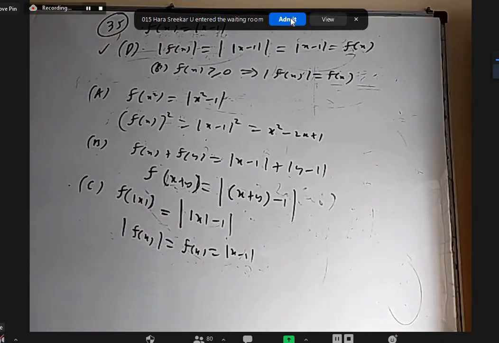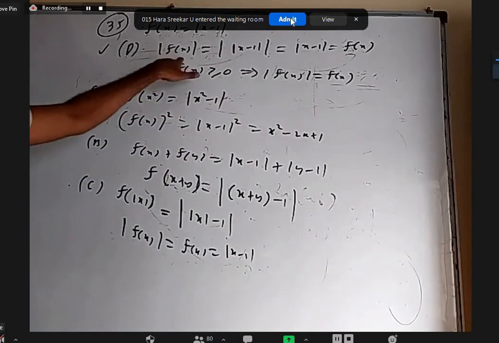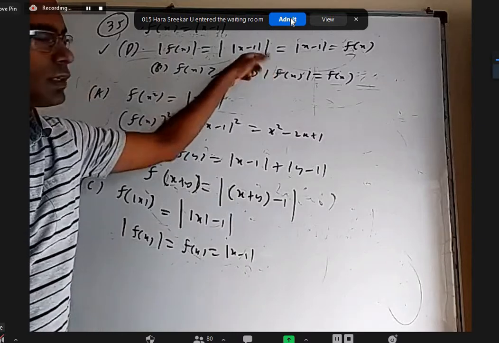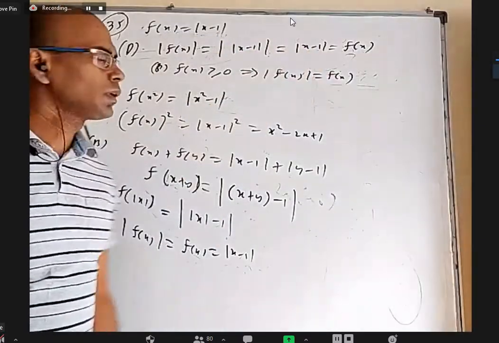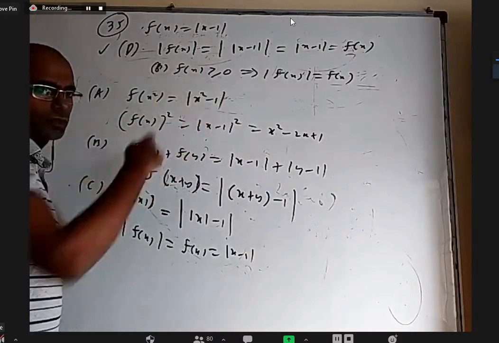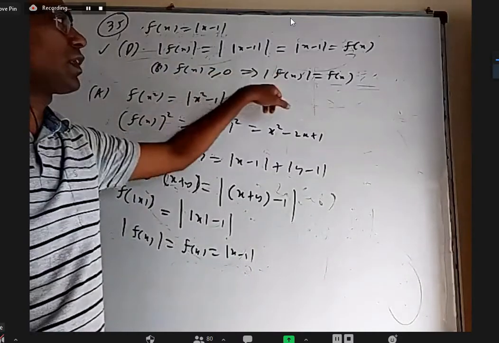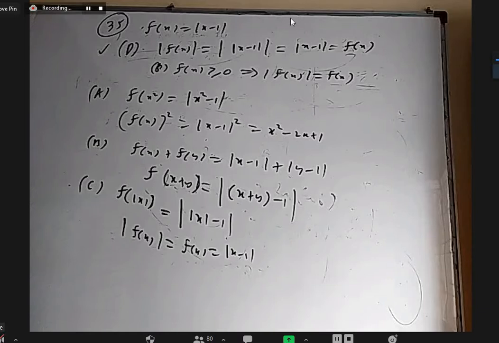What else you asked? D. Yes. I said two methods. Mod f of x means mod of mod x minus 1. Already mod means positive, so the outer mod is meaningless. I can remove it. Or I can say mod of something is always positive. So f of x is always greater than or equal to 0. And if something is positive, mod f of x is f of x. Right? Yes, sir. Okay.